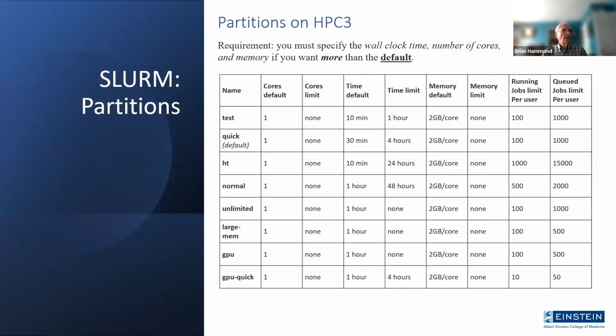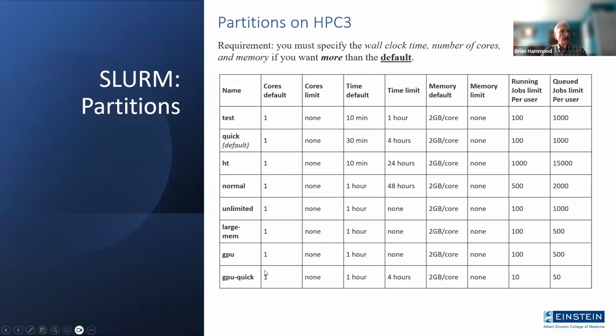This is also on that SharePoint website. And this is subject to change over time as we get new resources or sometimes the needs change. But generally speaking, like I say, we have the test queue, which has a limit of 1 hour. All of these default to having one core, so Slurm calls them CPUs.